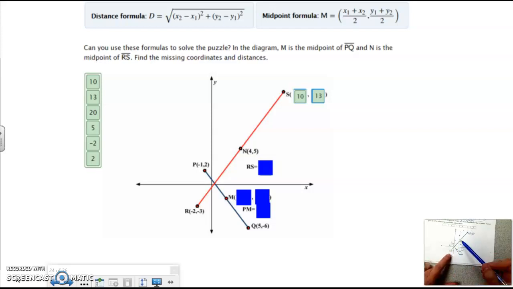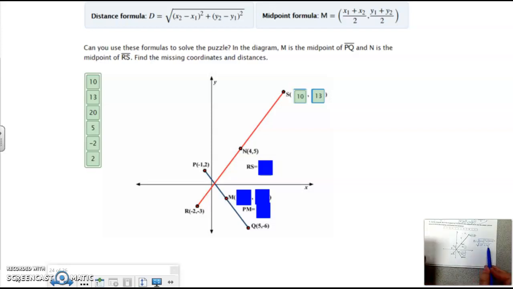Now, you could find the length of RN and double it, or now that you know RS, you can just plug that into the distance formula. So I'm going to plug it into the distance formula. So RS equals the square root of 10 minus negative 2, which would be 10 plus 2 squared, plus 13 minus negative 3, which would be 13 plus 3 squared. And so that gives you 12 squared plus 16 squared. And 12 squared is 144.